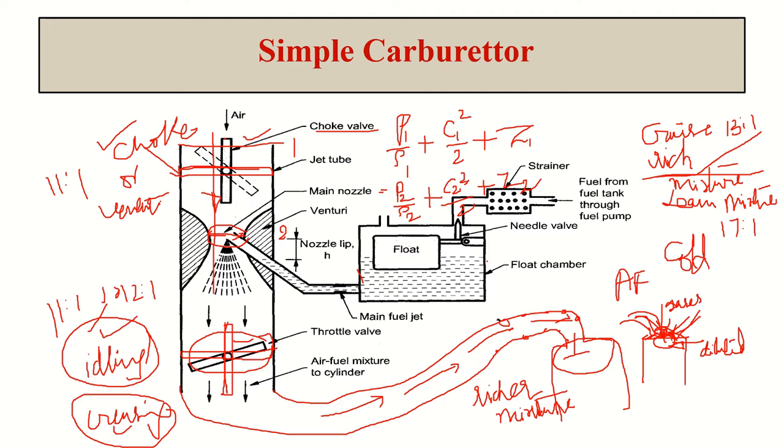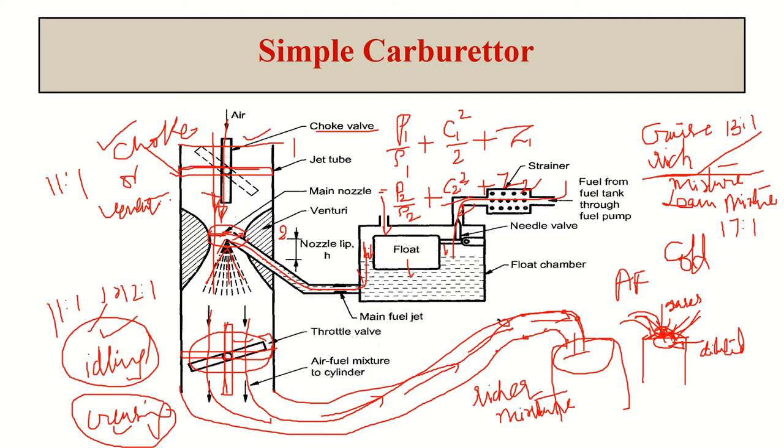You can see here this float chamber, and this lever, the float, when it goes down, fuel from the main tank will flow in and fill this. This is open to the atmosphere, so atmospheric pressure acts on it. Pressure at this point is atmospheric, and pressure at this point is lower than atmospheric. Because of the pressure difference, the fuel is pushed out and oozes out like this. Suppose air is coming from here. This air gets mixed with the fuel, and if the throttle is open, that air-fuel mixture will enter this engine. That's what happens.